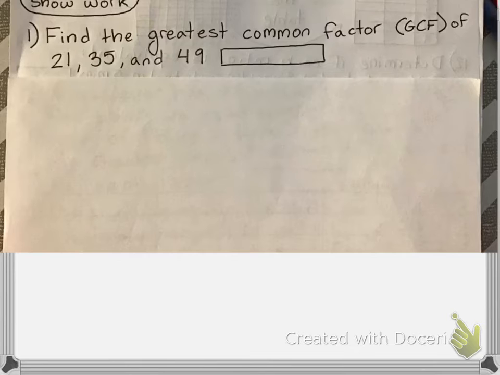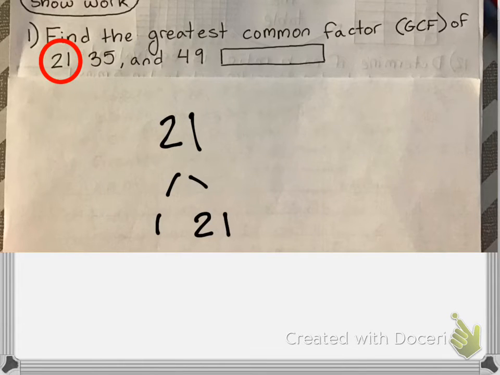So this one, find the greatest common factor, the GCF, of 21, 35, and 49. I want you guys to do that on your paper. The trick to solve for greatest common factors is you initially pick the smallest of the numbers given to you, and then you find the factors of that number. The first factors are 1 and 21. Who can tell me what the next pair of factors are, Trey? 3 and 7. Excellent.